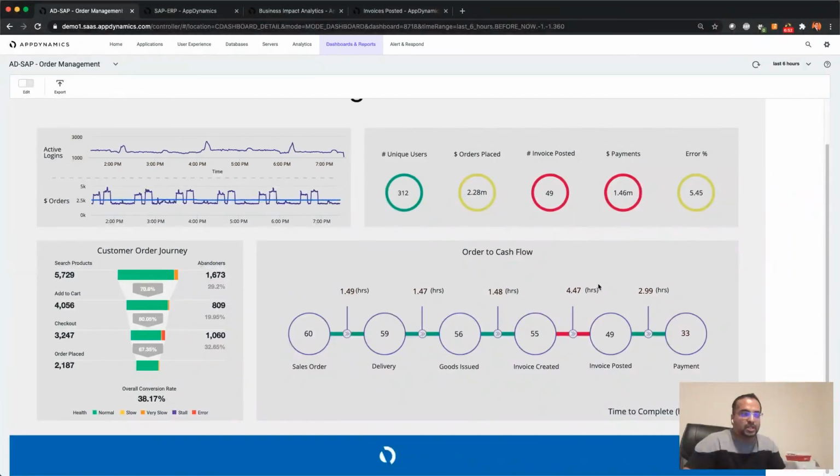Compared to the other processes, this process is taking a particularly long time, which in turn is having a huge impact on the total time taken for the order fulfillment to complete. Let us drill down and find out what is happening with this SAP-backed order to cash flow, or SAP-backed order fulfillment process.